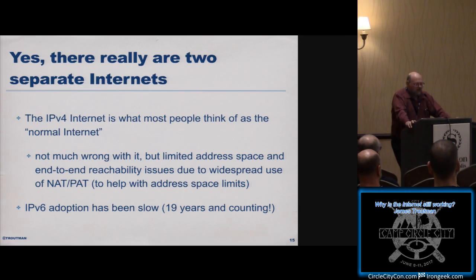And today there's a lot of end-to-end reachability issues because we started using NAT and PAT in the 90s, network address translation and port address translation, to deal with the fact that we're running out of IP addresses. So they came out with IPv6 19 years ago, and you could say the uptake's been a little slow.